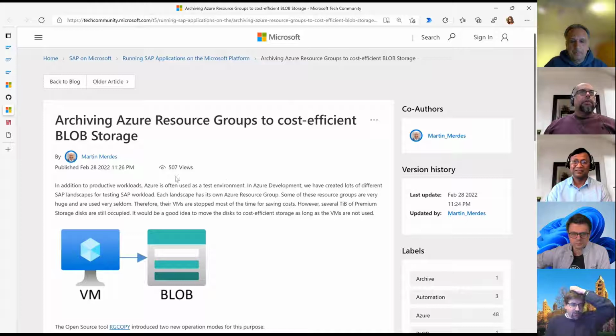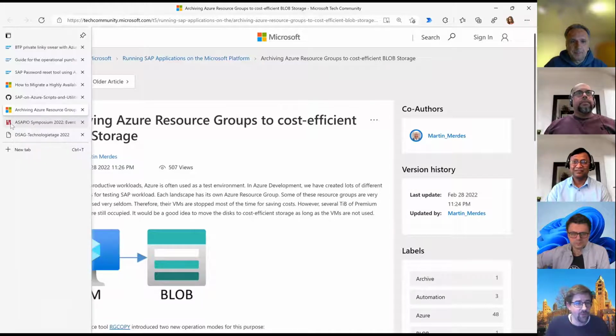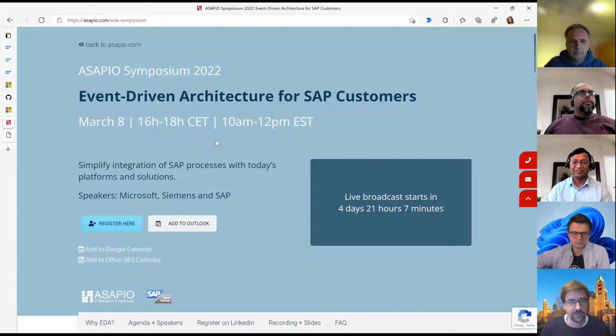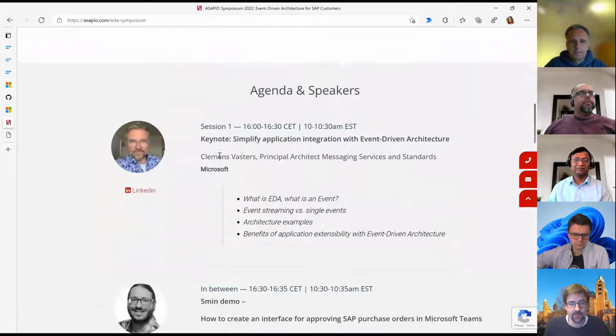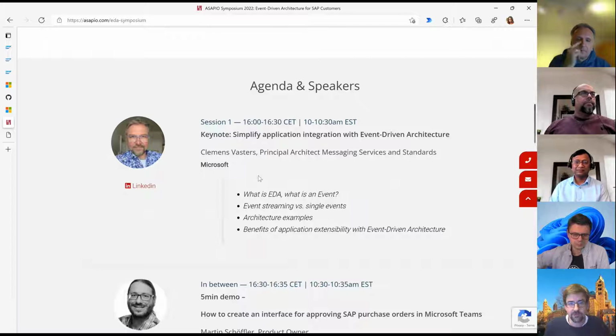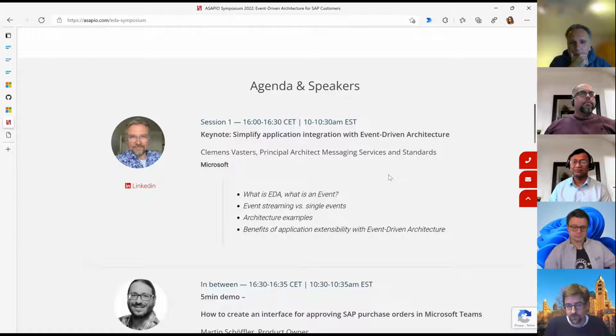Then we have two more announcements for upcoming events. One is about event-driven architectures for SAP, happening on March 8th. I think this is a pretty cool event. We have Clemens Vasters doing the kickoff, talking about what an event-driven architecture is, why it makes sense, and why customers are adopting it. I think this will be an interesting kickoff.